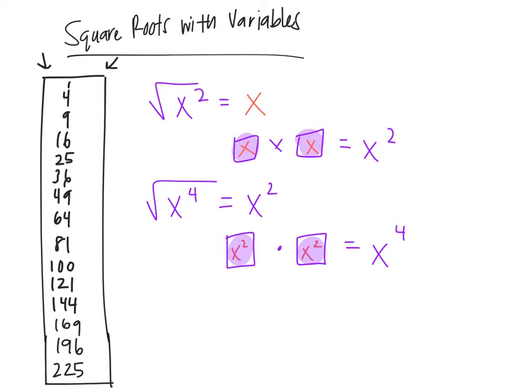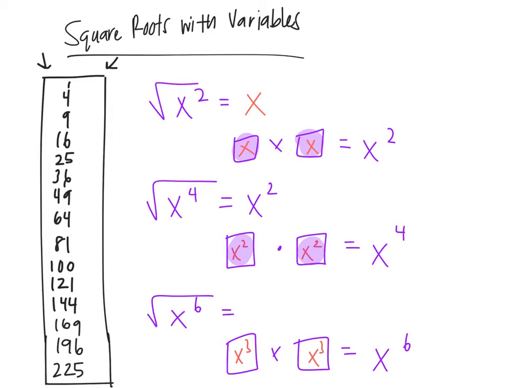Let's just do one more to make sure we see this pattern here. Square root of x to the sixth is what number times what number is going to give me x to the sixth? You should be thinking x cubed times x cubed would give me x to the sixth. So the square root of x to the sixth power would be x to the third power.